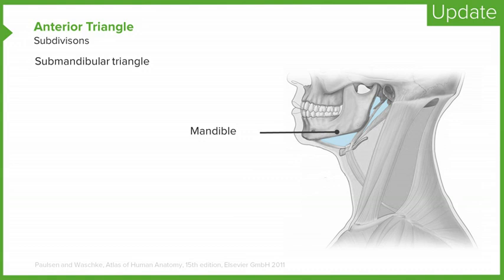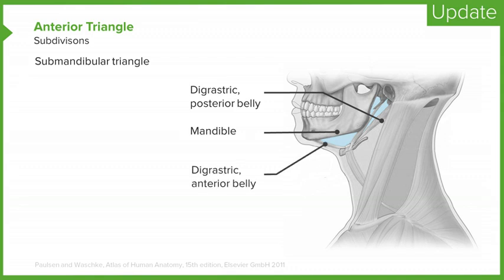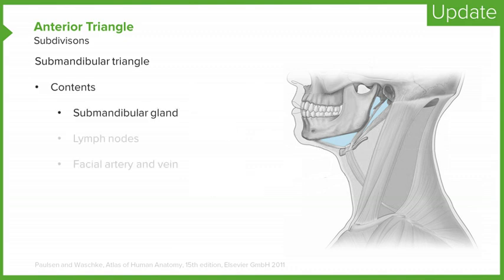We can see this region just inferior to the mandible and bounded by the posterior and anterior belly of the digastric. This area represents your submandibular triangle. It contains several structures: the submandibular gland, some lymph nodes, and the facial artery and vein.